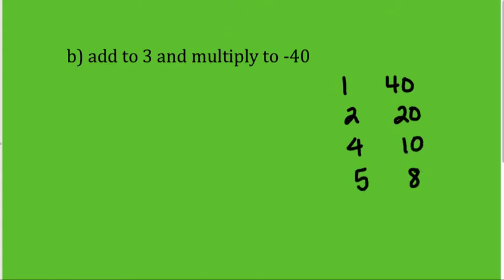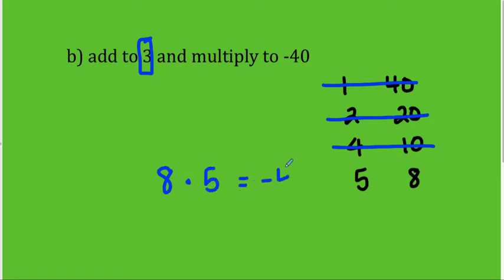Okay, now in order for them to be negative, multiply to a negative, that means one has to be negative, especially if I want them to add to a positive 3. Well, 1 and 40 are too far away to add to a positive 3. So are 2 and 20. And 4 and 10 will never add to a positive 3, but 8 and 5 could. But in order for them to multiply to negative 40 and add to 3, well, what would have to be true?